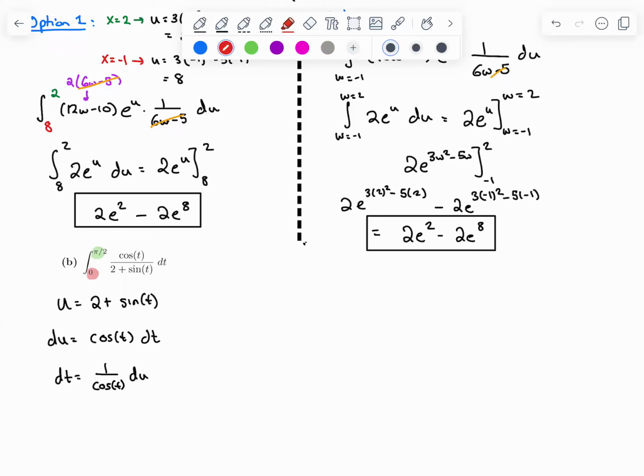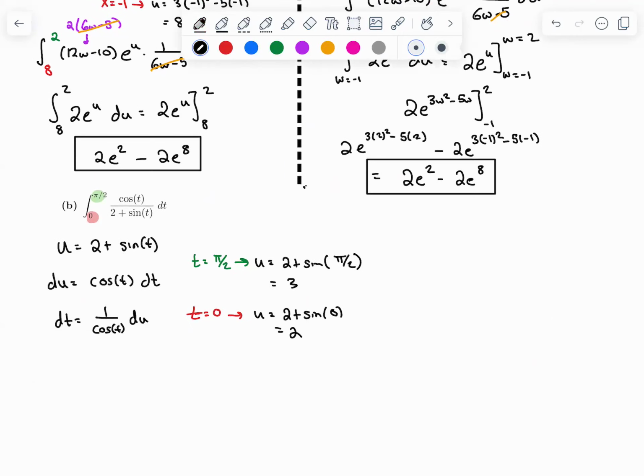So if t is equal to pi over 2, then u will equal 2 plus sine of pi over 2. And sine of pi over 2 is 1. So that's 2 plus 1, that's 3. That's going to be our upper bound. And then if we do t equals 0, you will get that u equals 2 plus sine of 0, which is 2.